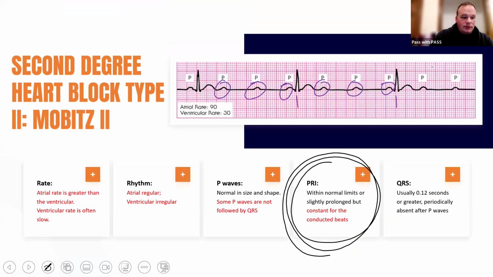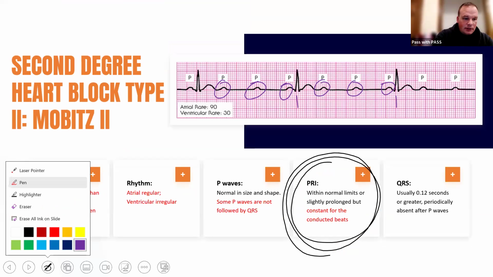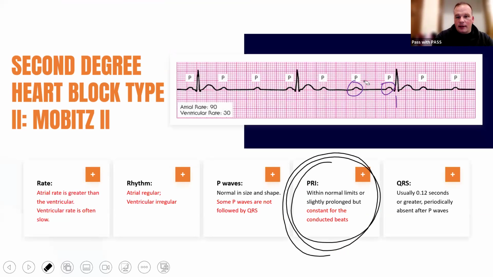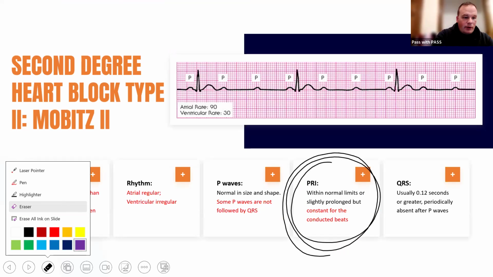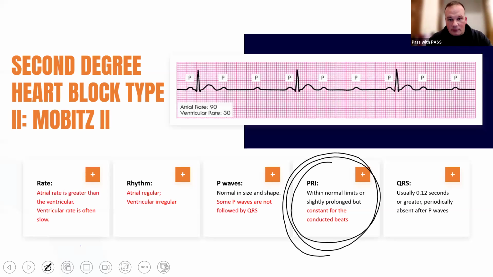All right. So for this, we already said we have more P's than QRS's, which indeed we do. And our PR interval for every conducted beat is the same, which means if I measured this PR interval and this PR interval and this PR interval and the one that's down here, those PR intervals are all the same as one another. Those measurements are exactly the same as one another.